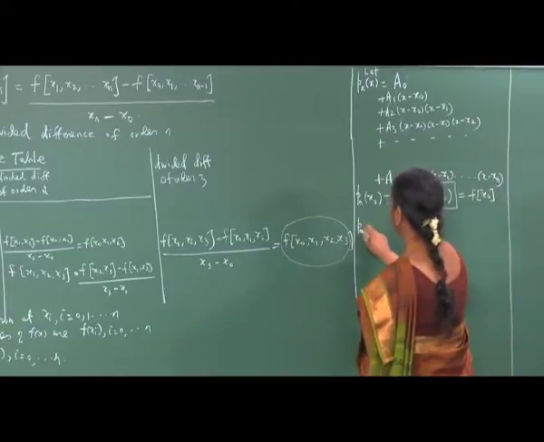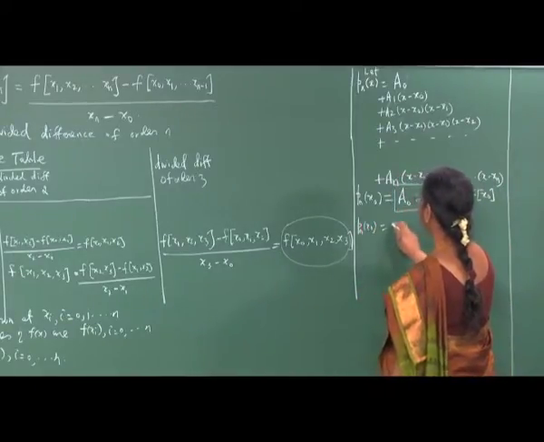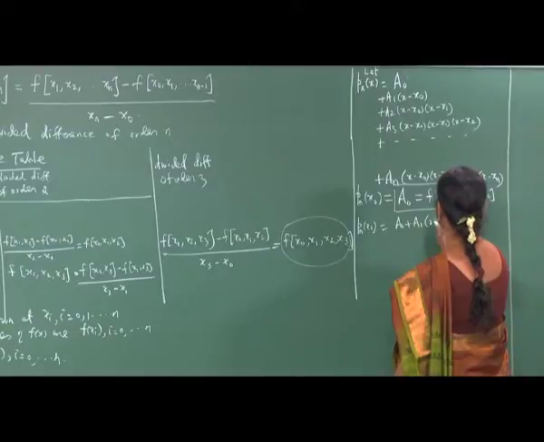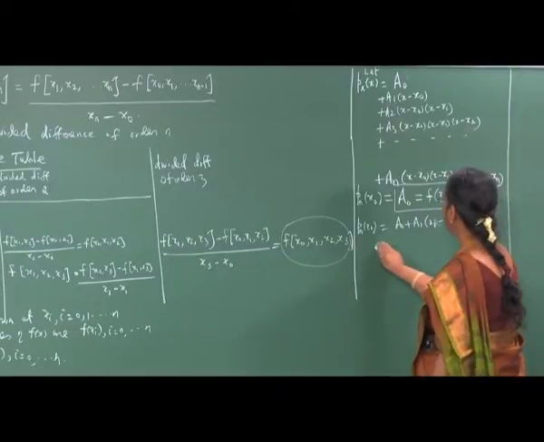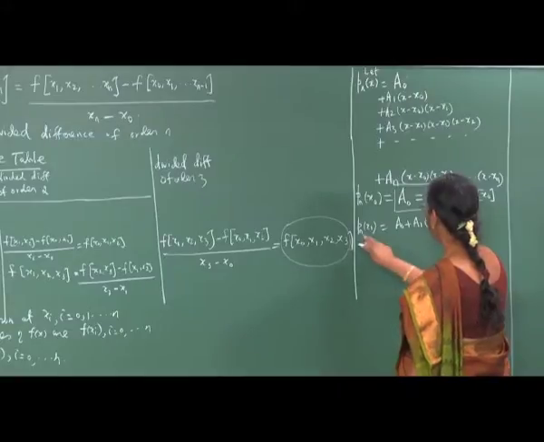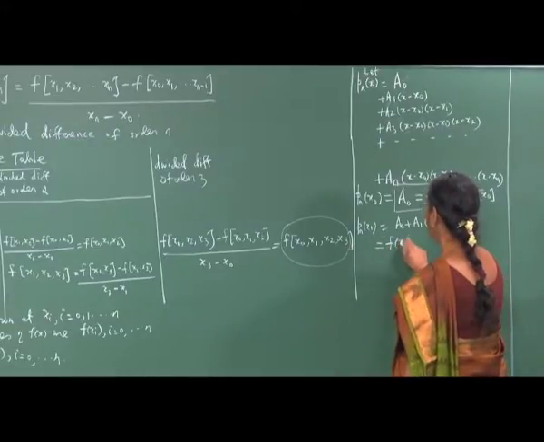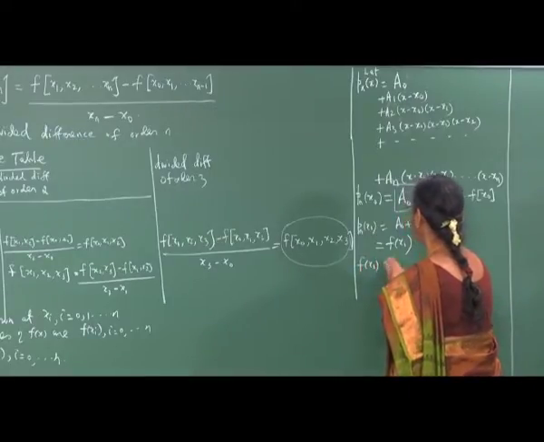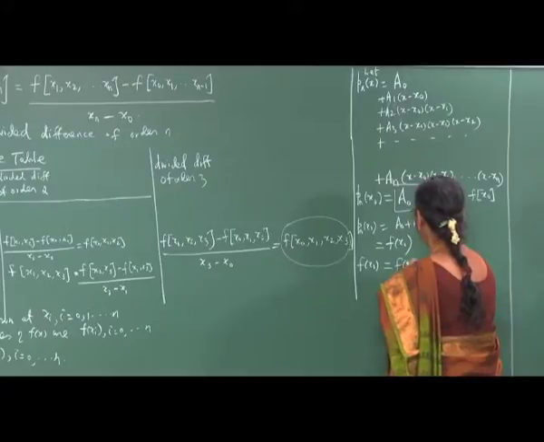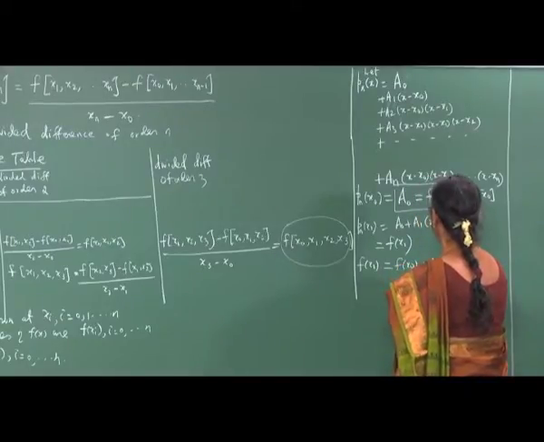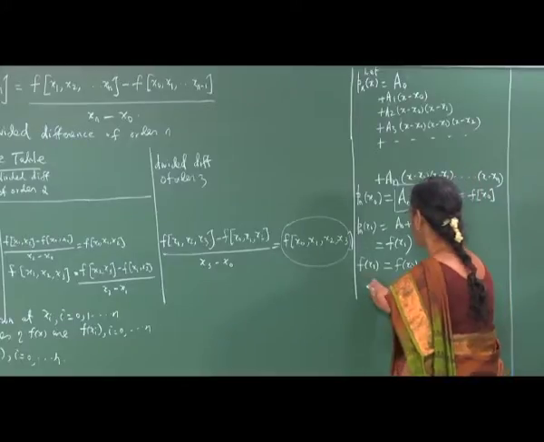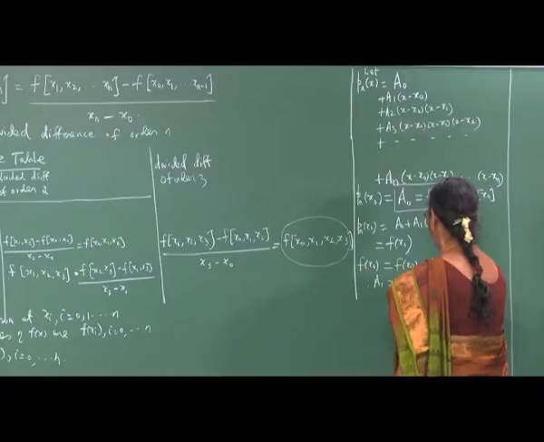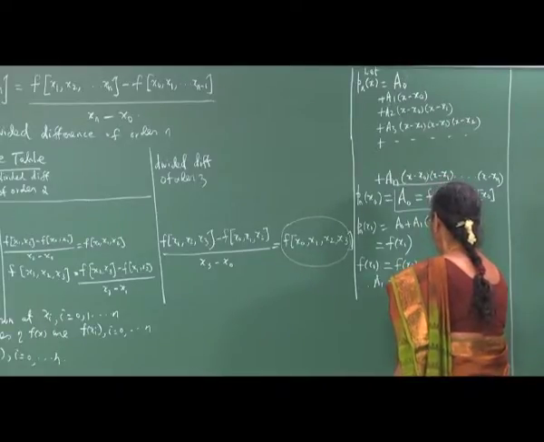So, we now apply the next condition. Pn at x1 is going to be a naught plus a1 into x1 minus x naught. But what is Pn at x1? It is f at x1. So, this tells you that f at x1 is equal to a naught, which is f of x naught, plus a1 into x1 minus x naught. Therefore, a1 can be written as f of x1 minus f of x naught by x1 minus x naught.